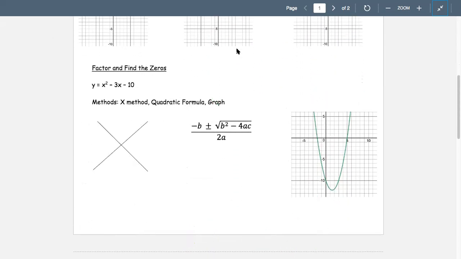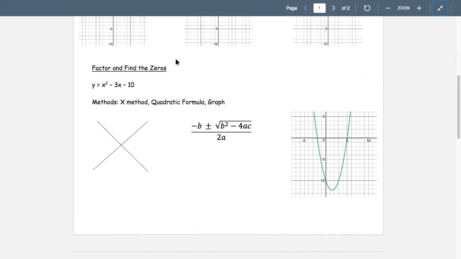Now, let's say I had this equation right here. y equals x squared minus 3x minus 10. We have learned 3 different methods to find the zeros. Let's talk about those 3 different methods. First, let's talk about the x method. Why can I use the x method on this one?